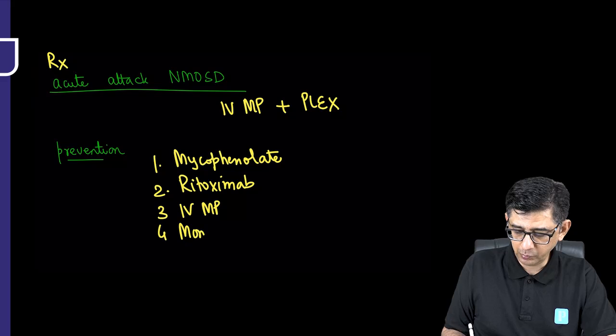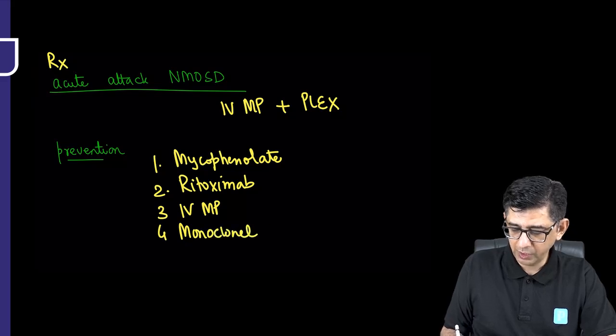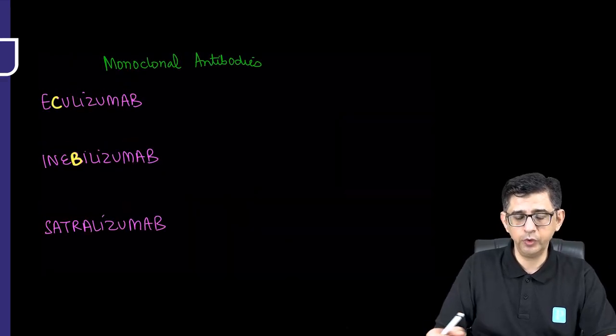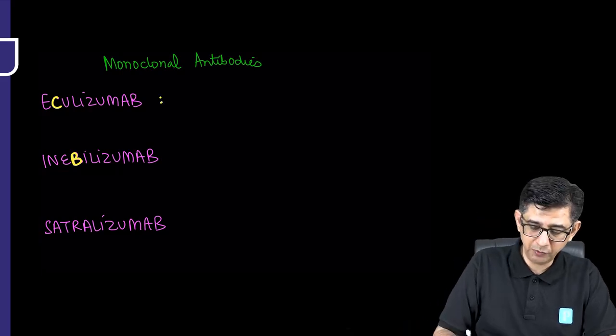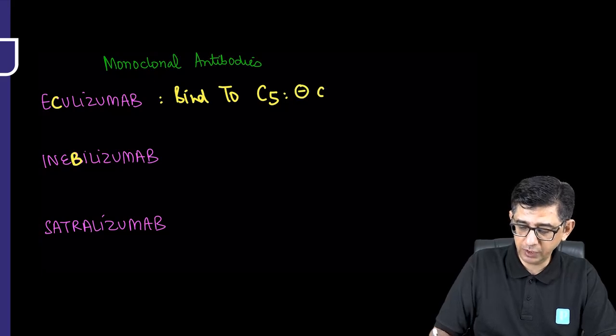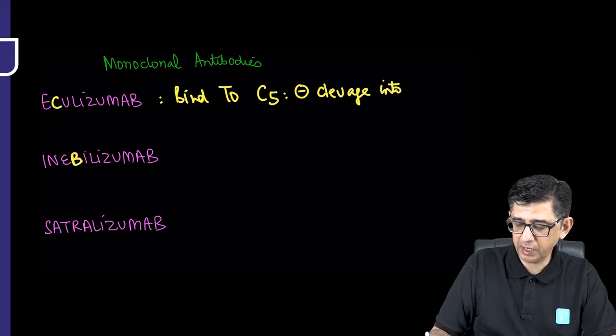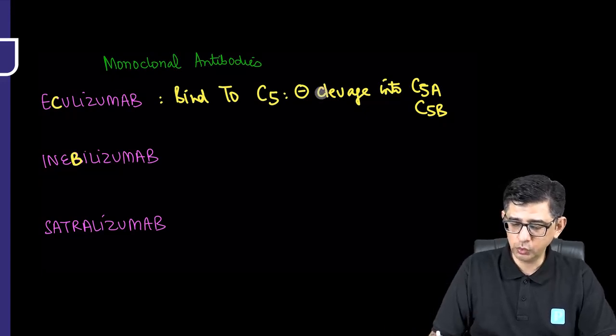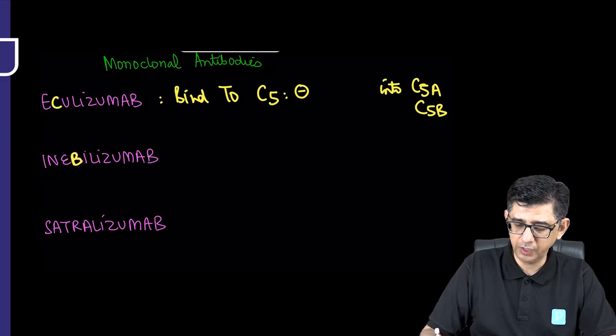One of the most important monoclonal antibodies from the exam perspective that you should be remembering from this topic is right on the slide before you, that is eculizumab. The mechanism of action of this molecule is that it will bind to C5, which is part of the complement system, and it will inhibit the cleavage of C5 into C5A and C5B. These are the anaphylatoxins, and once you inhibit the cleavage into these components, the complement mediated damage can be prevented.